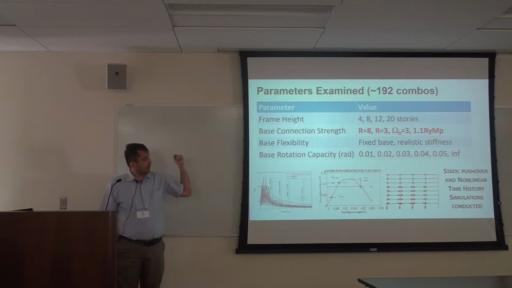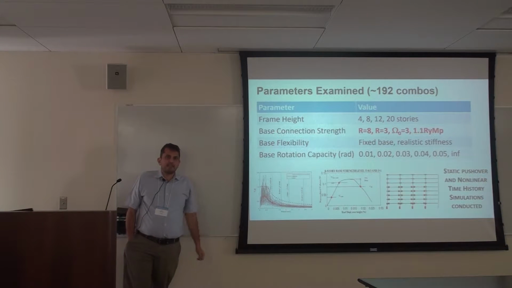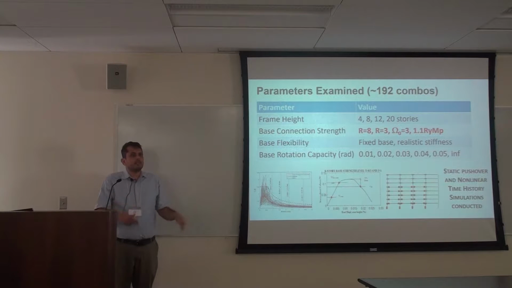So the current method of designing these column-based connections is that you design the connection for 1.1 R_y M_p, which is the capacity of the column. Okay, so that's where the column-based connection strength is currently. You make it very, very strong.